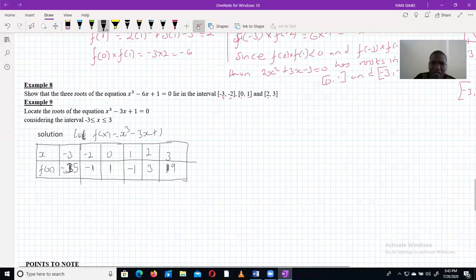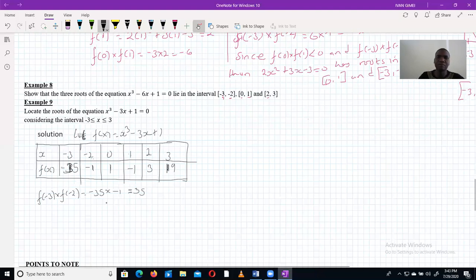Is there a root between negative 2 and 0? Is there a root between 0 and 1? Is there a root between 1 and 2? Is there a root between 2 and 3? Like that. So I check by getting what is f of negative 3 times f of negative 2. This will be the same as negative 35 times negative 1, which gives me 35 positive.